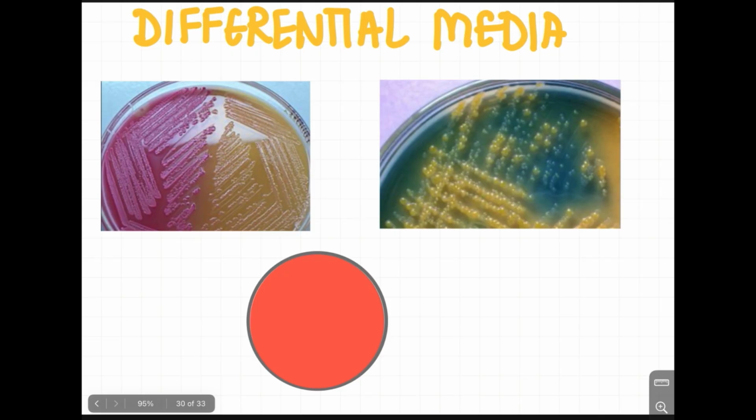Now differential media. You can see there are pink colonies and pale colonies. It is MacConkey agar. Pink colonies are for lactose fermenting, and pale colonies are for non-lactose fermenting bacteria. The next one is CLED agar. It shows yellow colonies for lactose fermenting. This is blood agar. It is used for differentiation between hemolytic and non-hemolytic organisms.